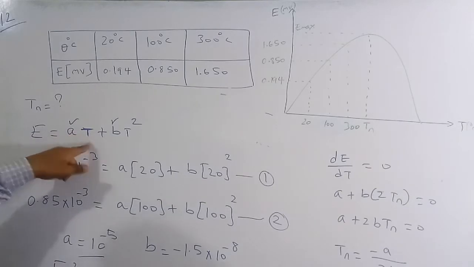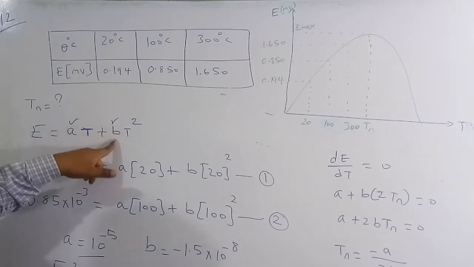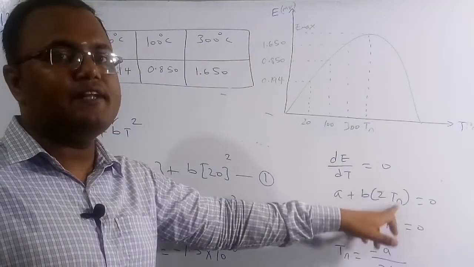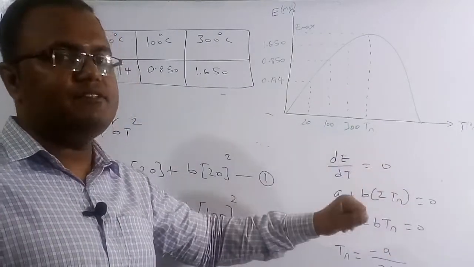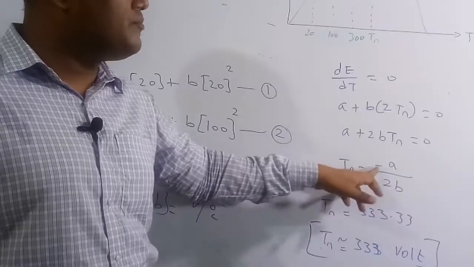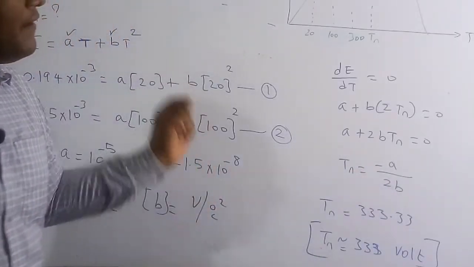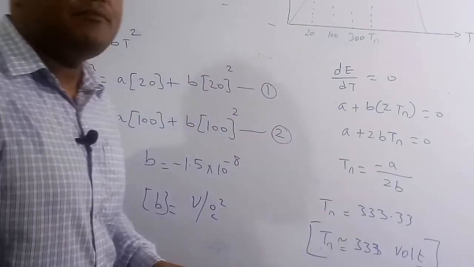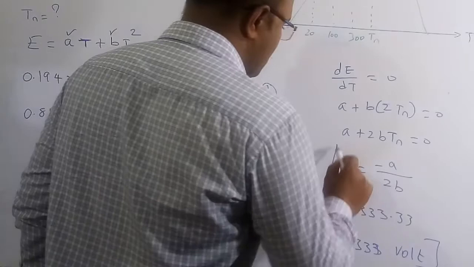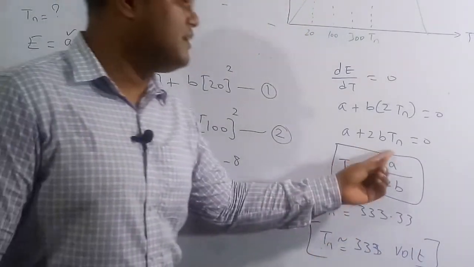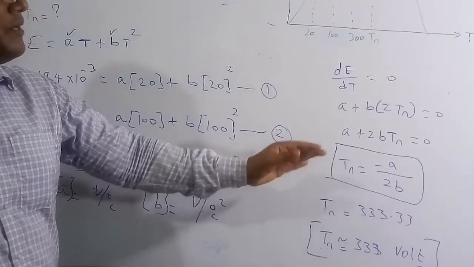So A gives A, and BT square gives 2BT, where T is the temperature with respect to which I am differentiating. So dE/dT at Tn is equal to 0. If you solve this one we are going to get Tn is equal to minus A by 2B. So we have differentiated the EMF equation and then we got a relation between the temperature and the constants. So neutral temperature is equal to minus A by 2B. We know the value of A and we know the value of B, so substitute them and solve.